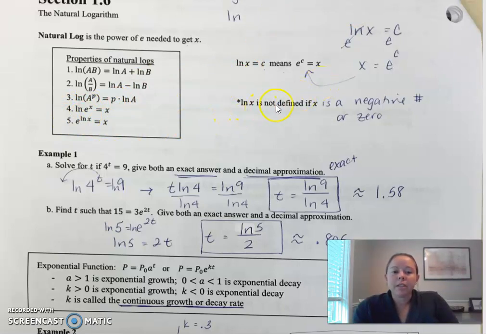Now, natural log of x is not defined if x is a negative number or 0. And guys, think of what the graph looks like for natural log of x. Okay?